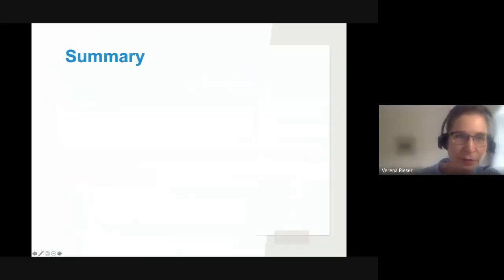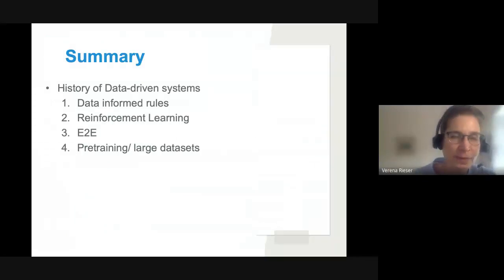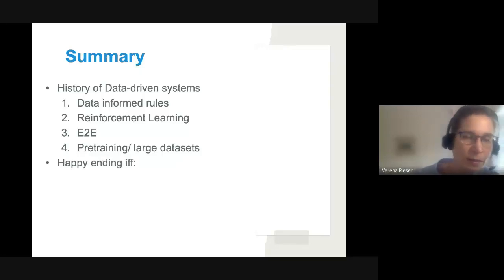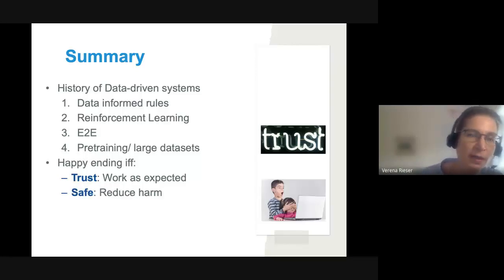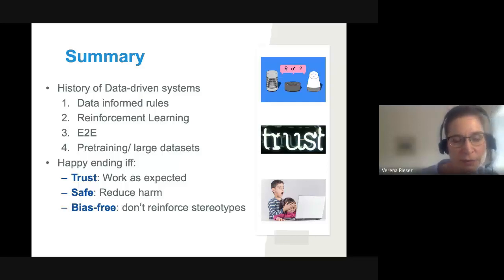So to conclude, I've briefly talked about the history of data-driven systems. I've talked about data informed by rules, then reinforcement learning, then end-to-end neural learning, and then pre-training on large datasets. What do we need to get a happy ending? So first of all, I think there needs to be trust. These systems need to work as expected. So no hallucinations, no substitutions. They need to be safe, so they need to reduce or not cause any harm. And they need to be bias-free, so they shouldn't reinforce negative stereotypes.